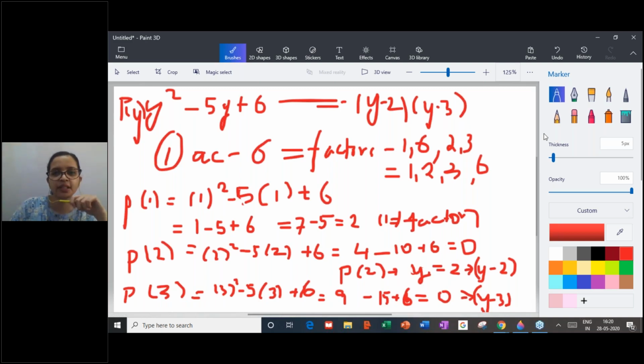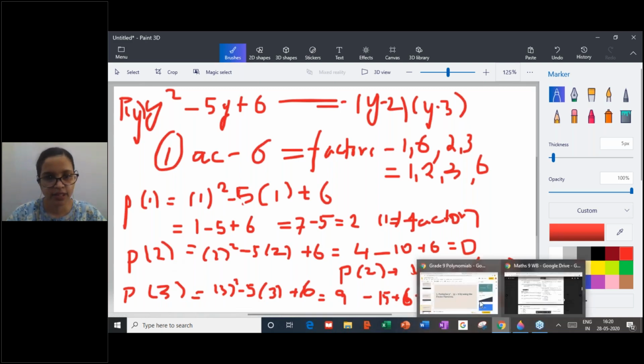If you're using the factor method, you write all the factors down. Okay, and you use the trial and error method and substitute the value of each factor in P of X or Y, whatever it is. Yep, I think that's it for today. Let me see. We've covered all questions.